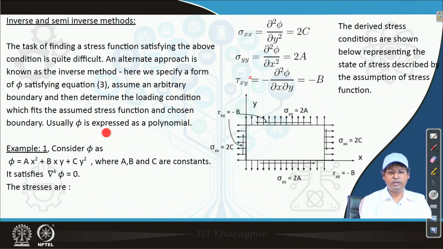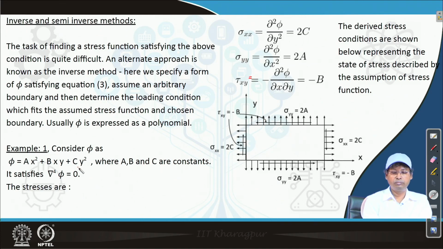Usually phi is expressed as a polynomial. That is a good way of doing it, because given the nature of grad 4 phi, it is better to follow a polynomial. You may use other things, whatever experience you have, you may try and share with us. So, first let us consider as example 1 in the inverse method that phi is equal to a x square plus b x y plus c y square.